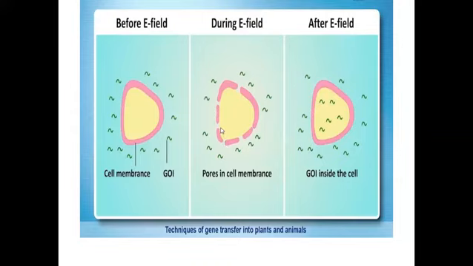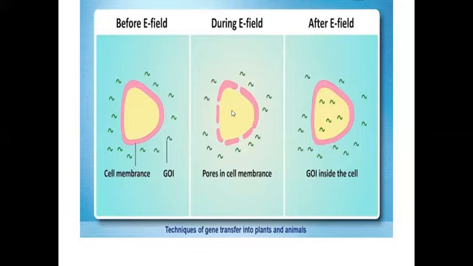When we supply power to the electrodes, pore-like structures appear in the plasma membrane of the target plant cells. With the help of the pores, target DNAs or gene of interest easily enter into target plant cells.